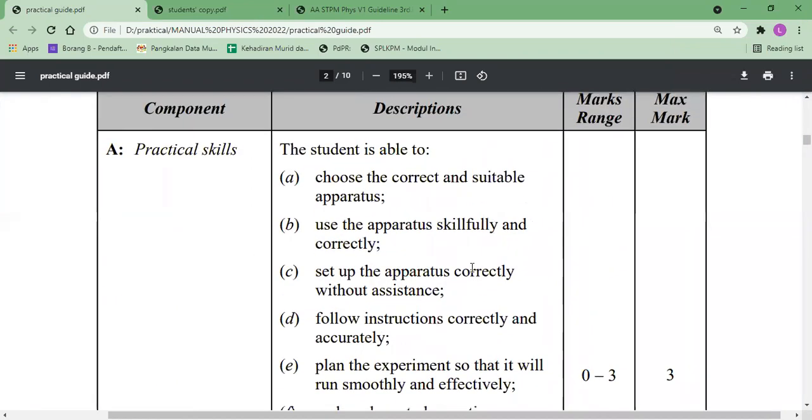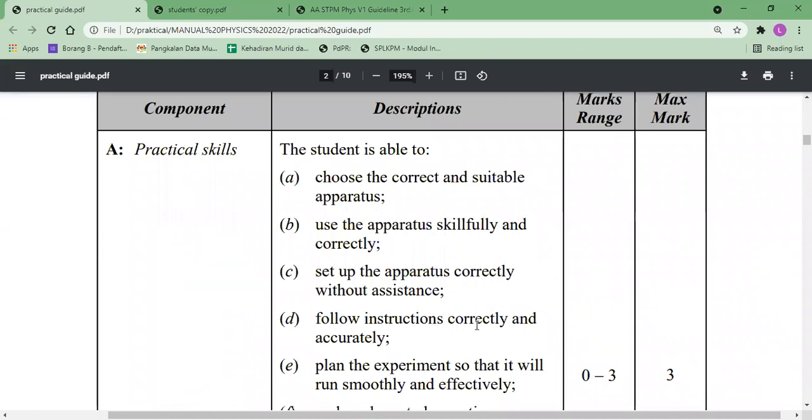Did you choose the correct and suitable apparatus? Use the apparatus skillfully and correctly. Set up the experiment correctly without assistance. You can set up yourself. Follow instructions correctly and accurately. Instructions, either my instruction and also the instruction from the manual, student's copy.